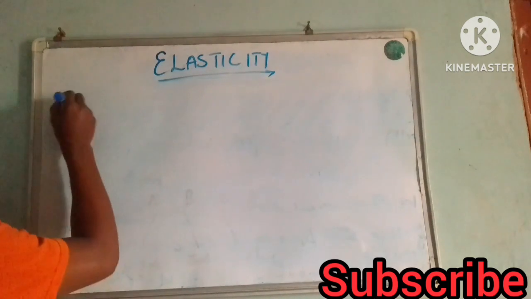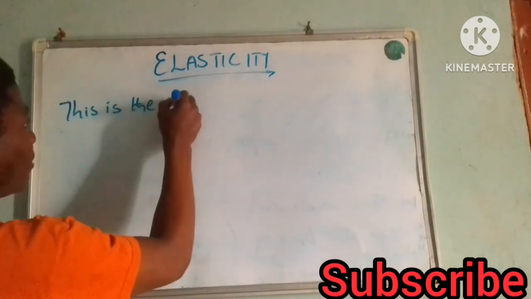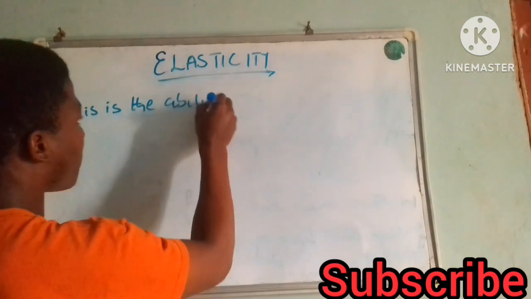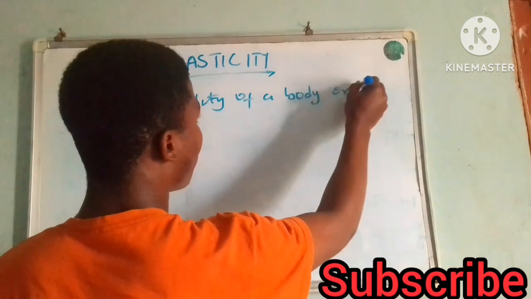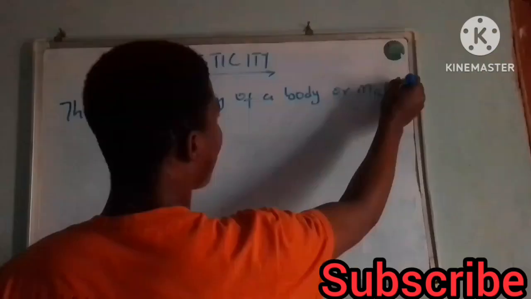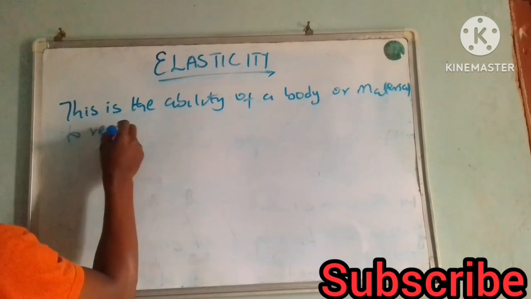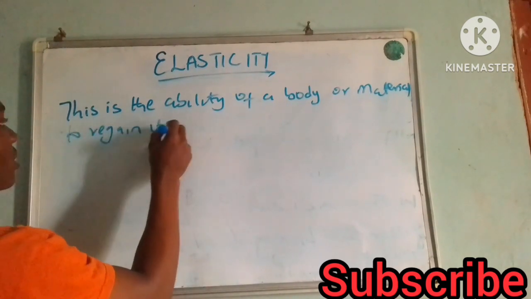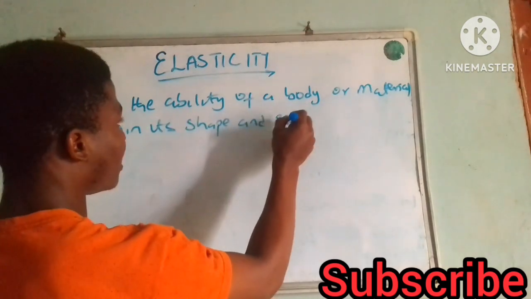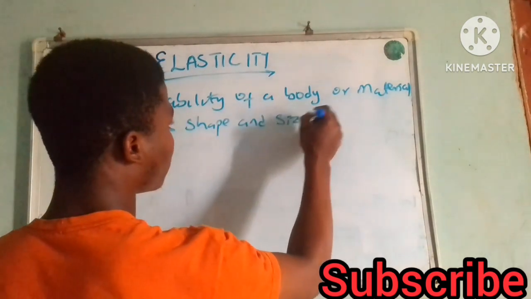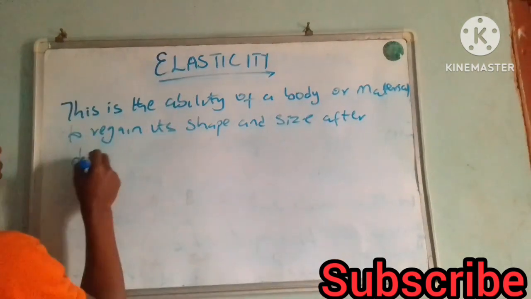This is the ability of a body or material to regain its shape and size after distortion.